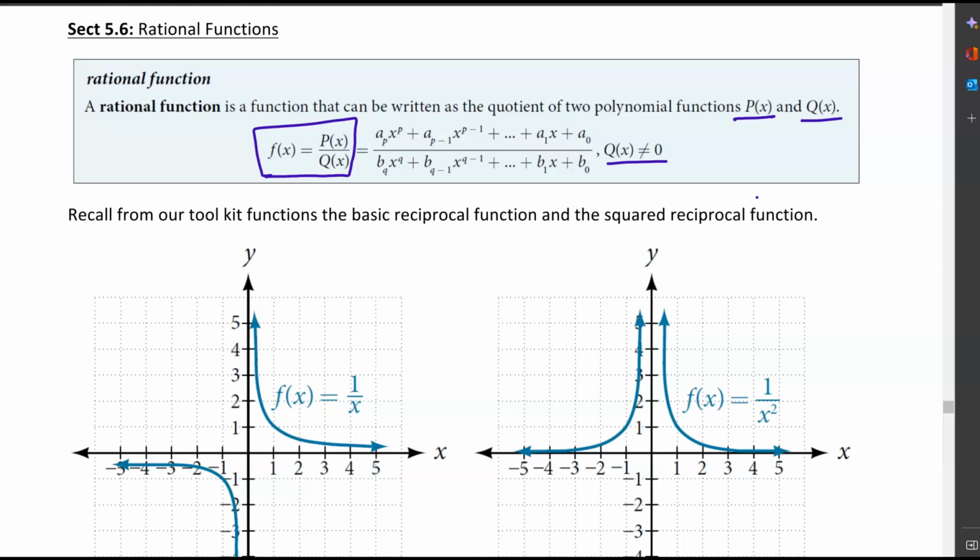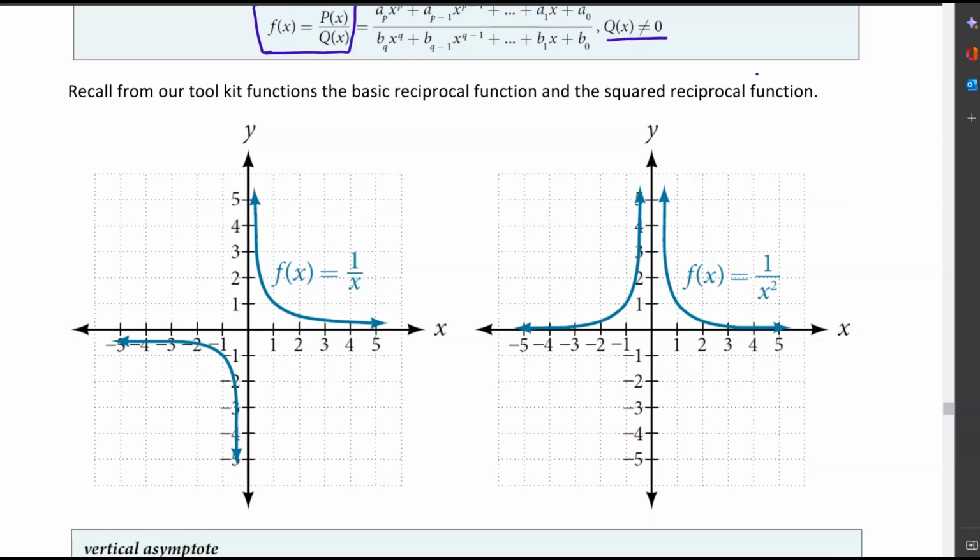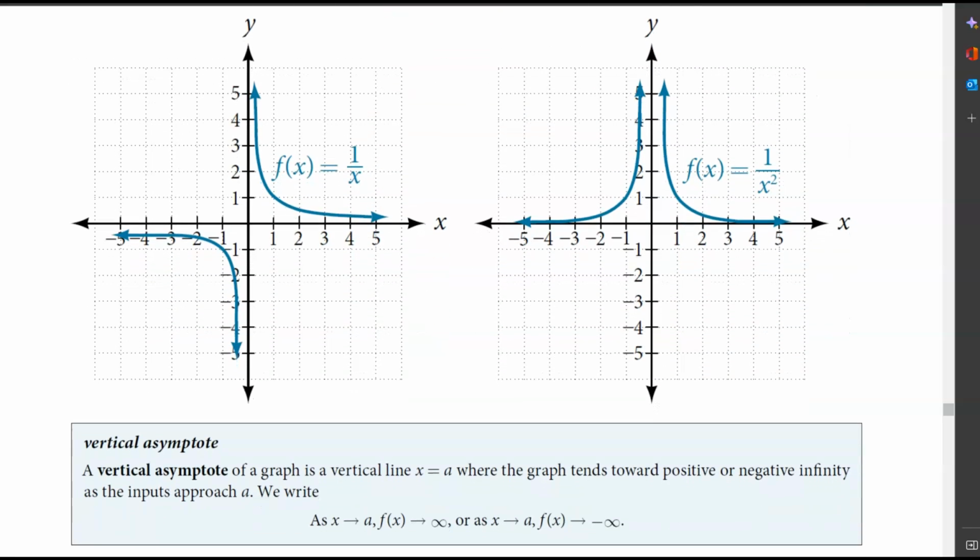Remember that from our toolkit we're already familiar with the reciprocal functions, right? Here is f of x equals 1 over x, and here we have f of x equals 1 over x squared. We're now going to be looking at asymptotes. A vertical asymptote of a graph is a vertical line x equals a, where the function tends towards positive or negative infinity as the inputs approach a. We would write that as x goes to a, f of x goes to infinity, or as x goes to a, f of x goes to negative infinity.